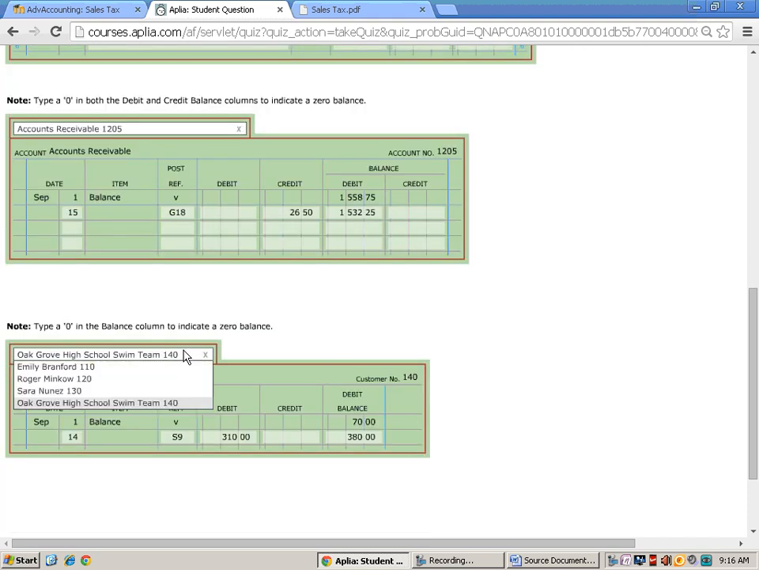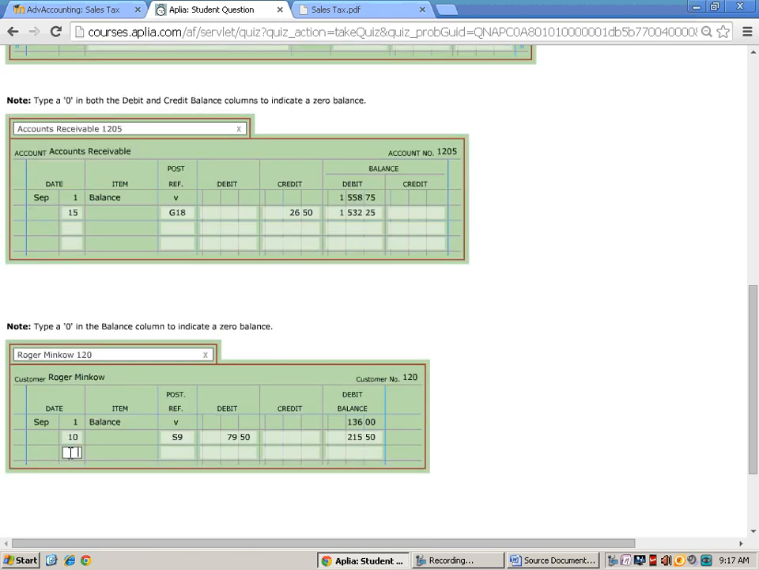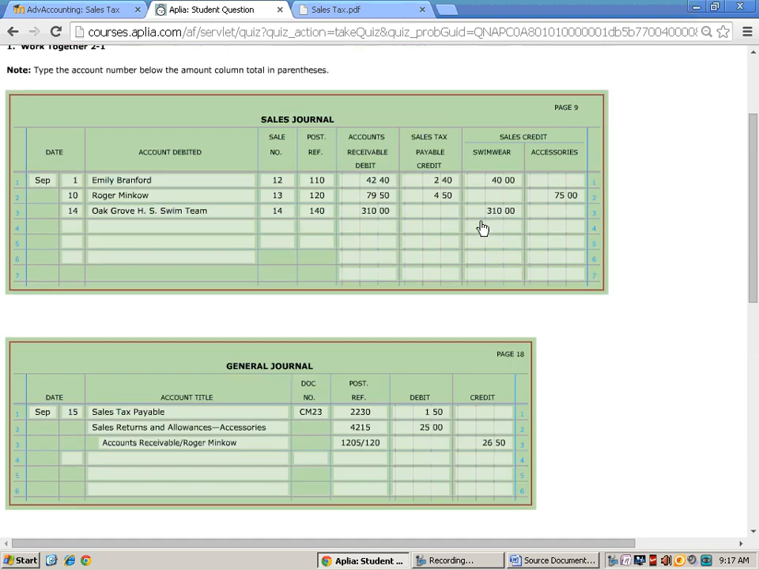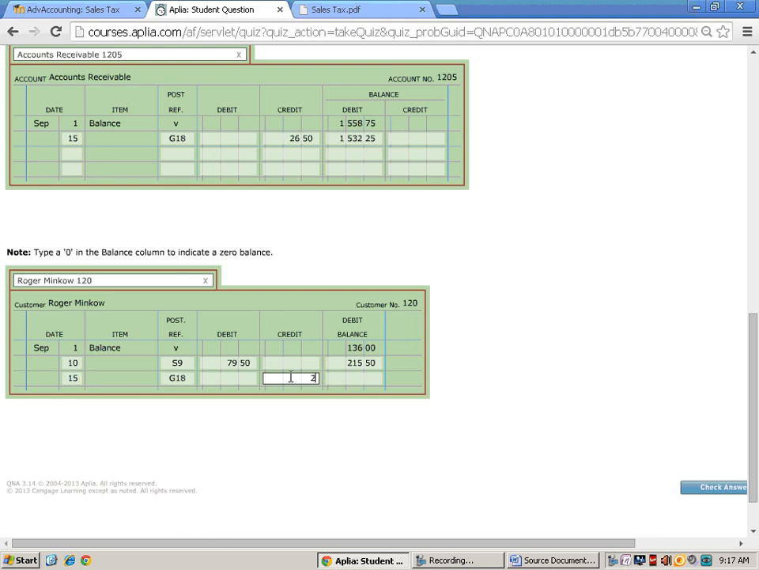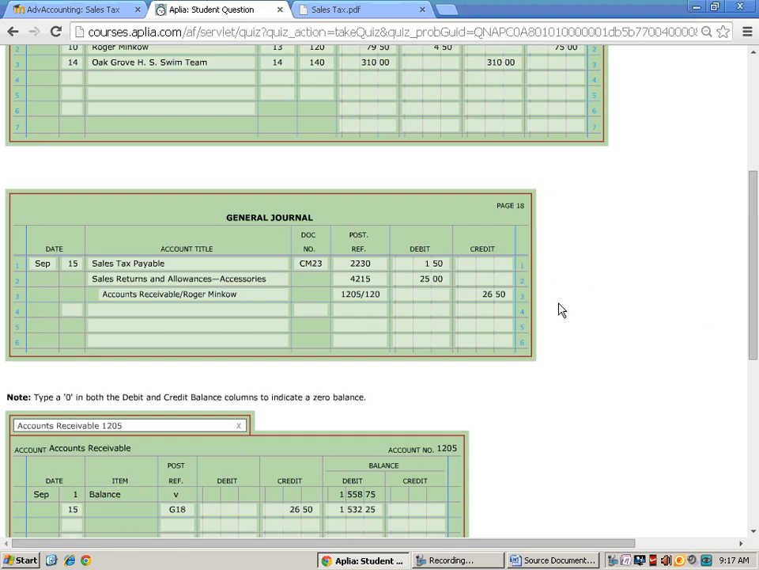Let's go down and see what Roger's customer number is, 120. So it's going to be up here. That should be 120. All right, because the slash means we post it. So we're going down to Roger. Roger returned. Again, it's on the 15th, coming from G18. It's a credit of $26.50. So he no longer owes us this money. They're opposites, so we're going to subtract. So Roger now owes us $189. We already put our post reference up here, so we're good to go with our general journal.